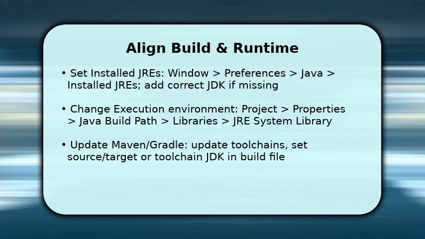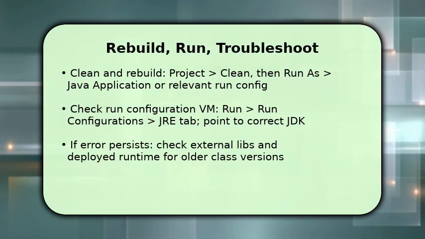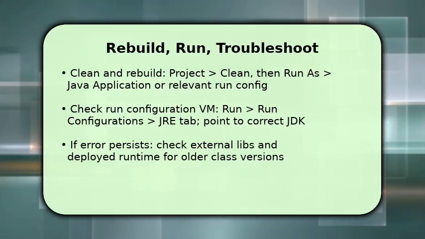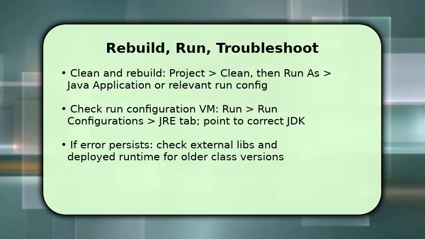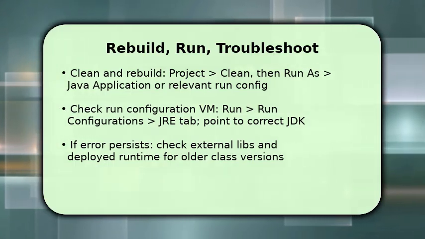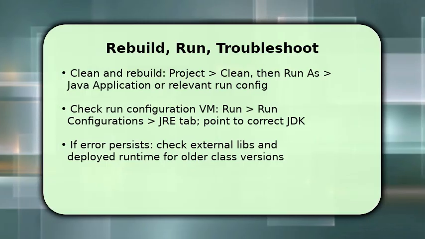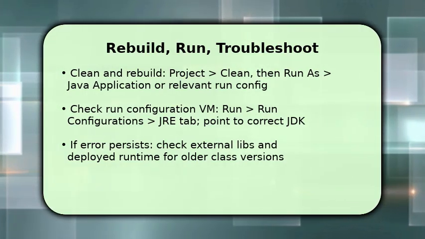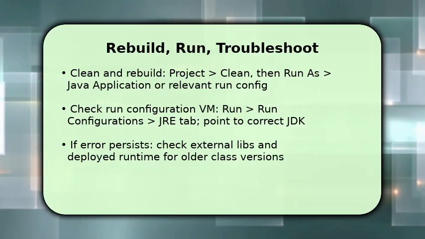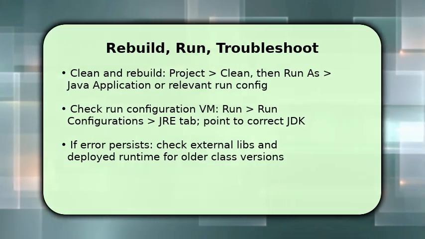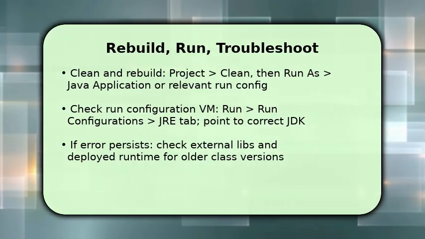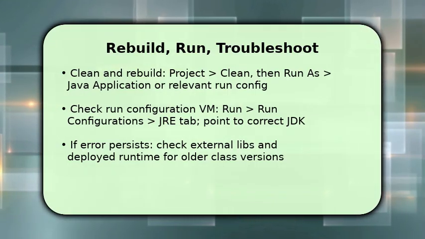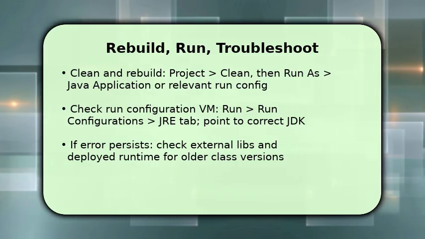Finally, you rebuild and run with the corrected settings to validate the fix. Clean the workspace and rebuild the project, then verify the run configuration uses the same JDK under the JRE tab. If you deploy to servers, make sure their JVMs match the class version too. If the unsupported class version error persists, inspect external libraries and replace any compiled with a newer Java. As a troubleshooting tip, run java -verbose on the class to see its major version and confirm the exact mismatch.